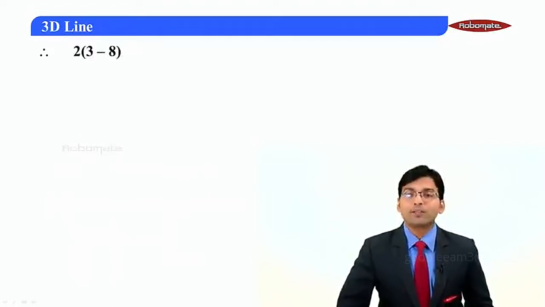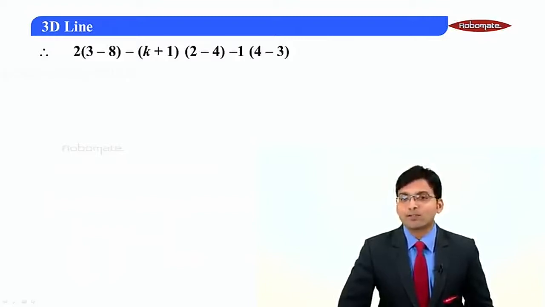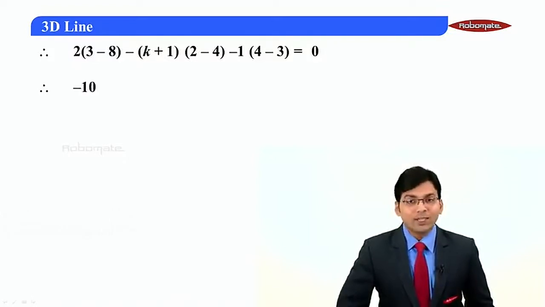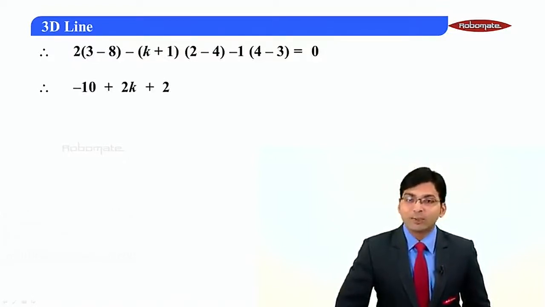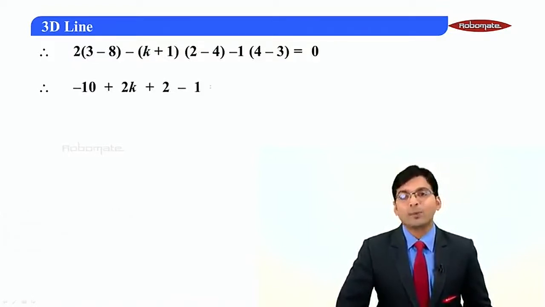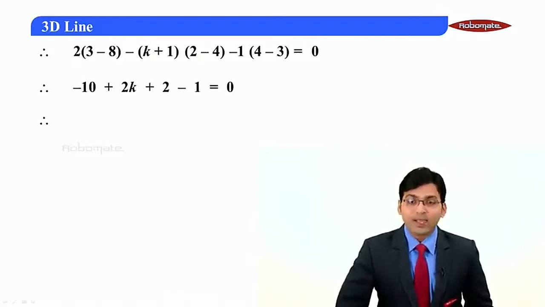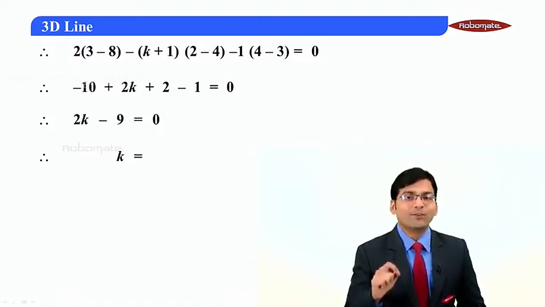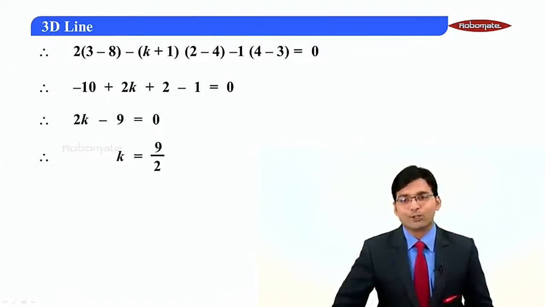On simplification, we get 2 into (3 minus 8) minus (k plus 1) into (2 minus 4) minus 1 into (4 minus 3) equal to 0. This gives minus 10 plus 2k plus 2 minus 1 is equal to 0, and that means 2k minus 9 is 0. This gives value of k as 9 upon 2.